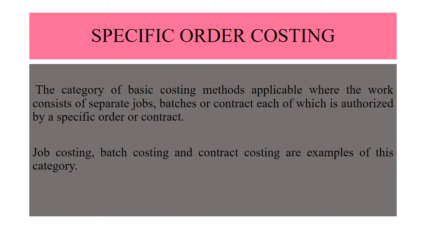Specific order costing is the basic costing method applicable where the work consists of separate contracts or jobs or batches, each of which is authorized by special order or contracts. Job costing, batch costing, and contract costing are included in this category. This method of costing is also known as job or terminal costing.